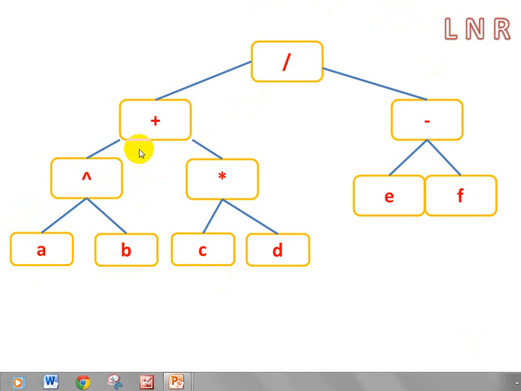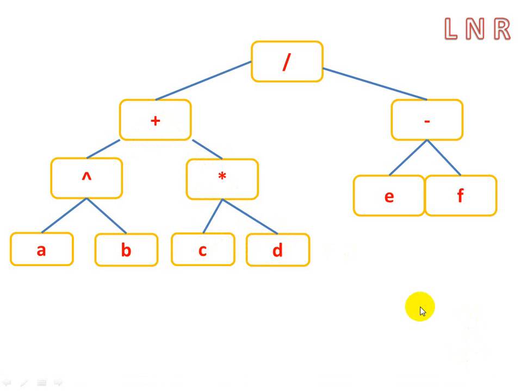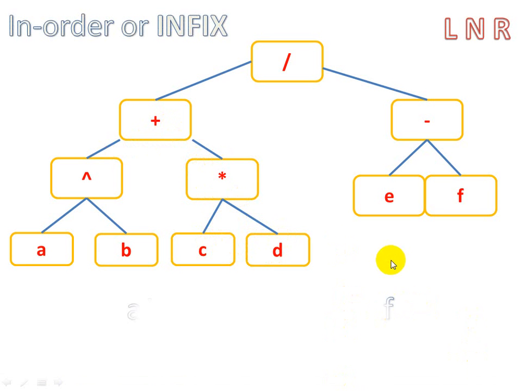Left, node, right. Go to the node. We've exhausted the left, so let's go right. Node, left, node, right. C times D. Let's have a look and see what this expression is. Okay, let's have a look. There it is. A to the power of B plus C multiplied by D.